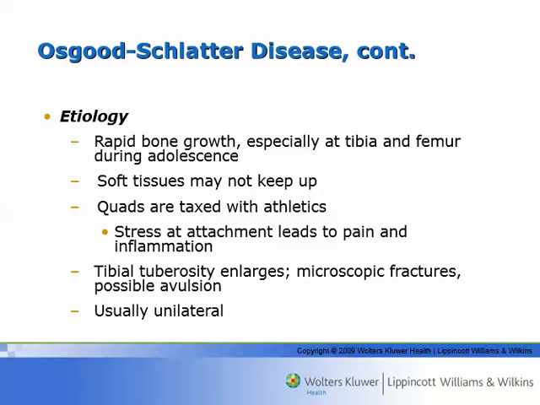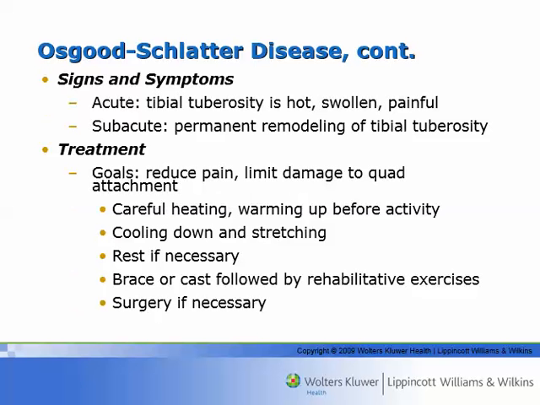So the tibial tuberosity starts to enlarge. It's often unilateral, but it can be bilateral, kind of depending on the sport. And it's an acute pain. It gets hot and swollen, and it's really tender to the touch. You can often see the tibial tuberosity showing up. Like you can see it actually pushing through and becoming enlarged.